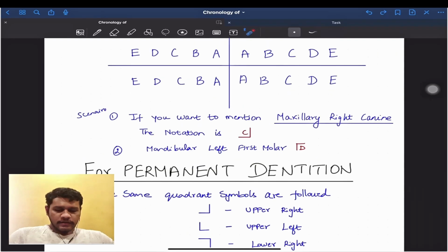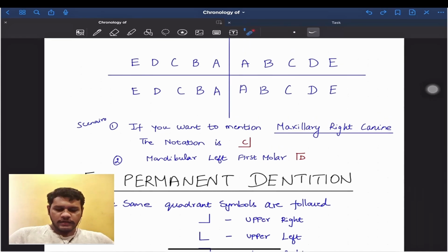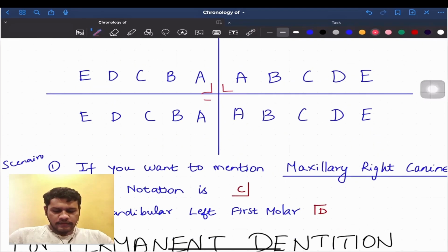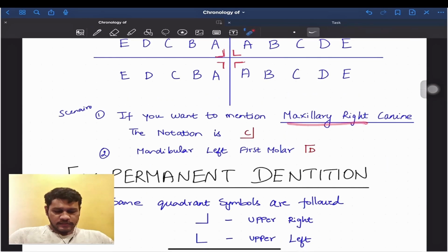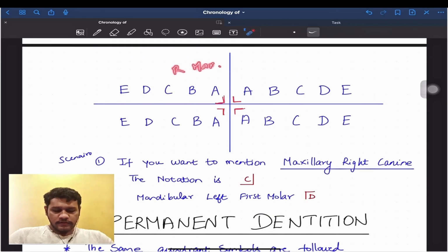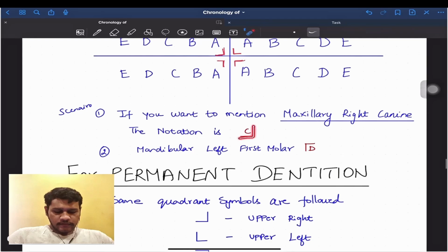If you take a scenario, if you want to mention a primary maxillary right canine, to denote the quadrant he used an angle. C is the name of the tooth. Okay, for example, this is canine. If you see like this, it creates an angle. You can see clearly, this is the lower left quadrant, upper left quadrant, this is the upper right quadrant, lower right quadrant. So he used angles to mention the quadrants. If you want to mention maxillary right canine, for the right maxillary you mention like this. Because this is the right maxillary, the angle comes like this. So you mention it like this and the name of the tooth, C.